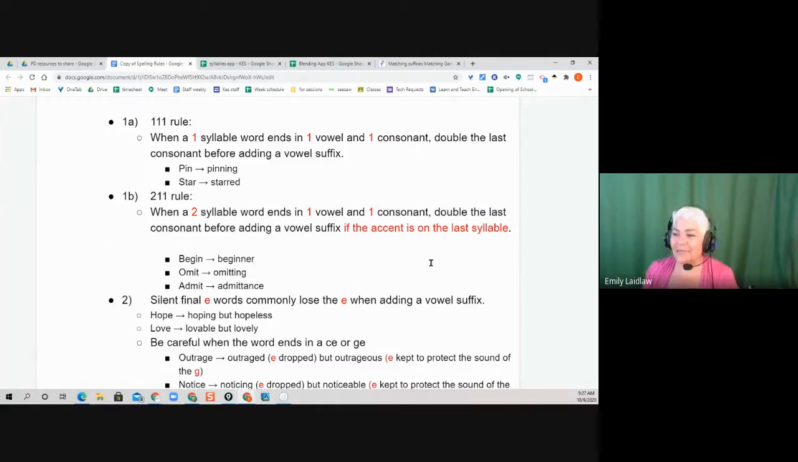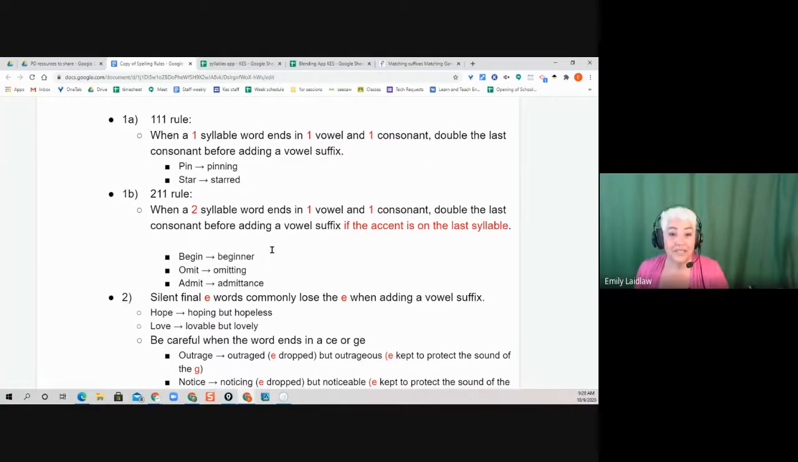This rule, I wouldn't worry too much about. Sometimes you just have to look it up. But up here, so I tell the kids if it's got one vowel, one consonant, and you're adding a vowel suffix, double that consonant. If it's two vowels or two consonants, don't worry about it. Okay, one vowel, one consonant, you double the consonant.